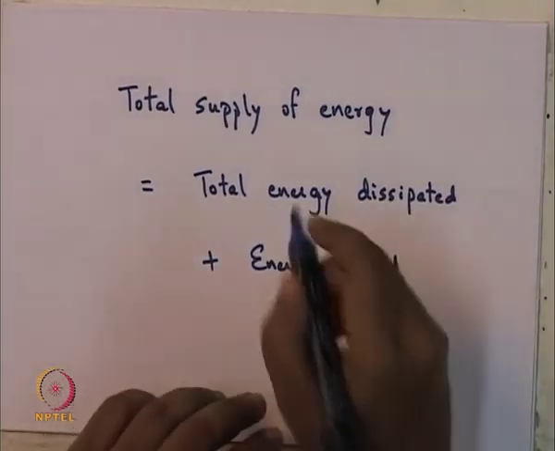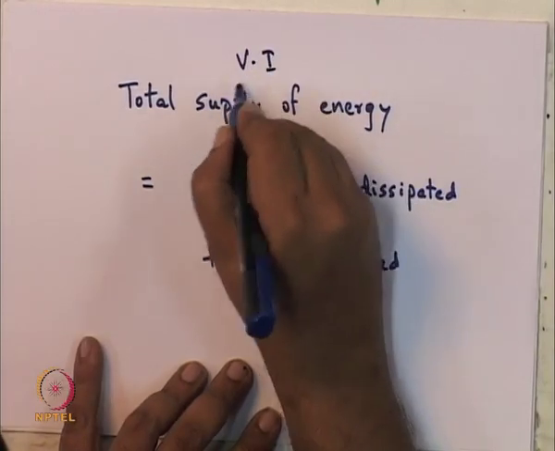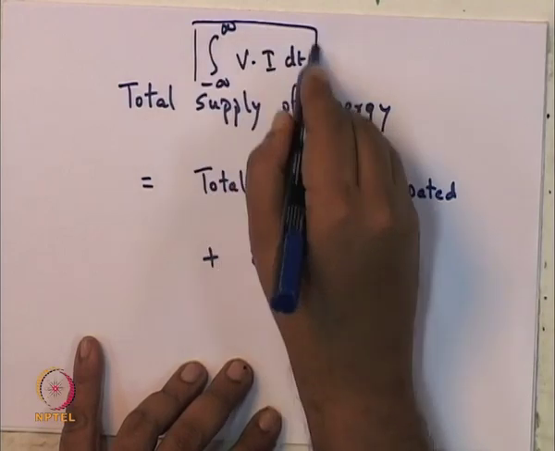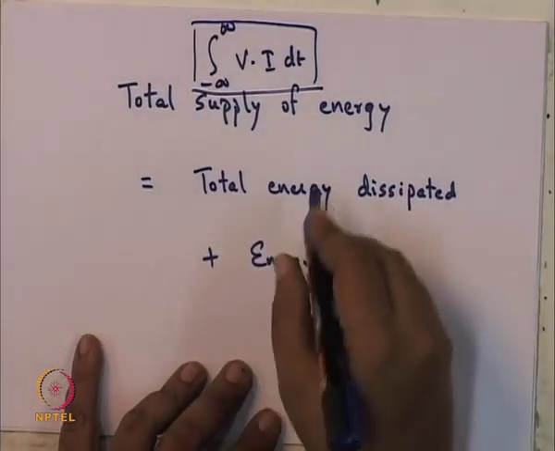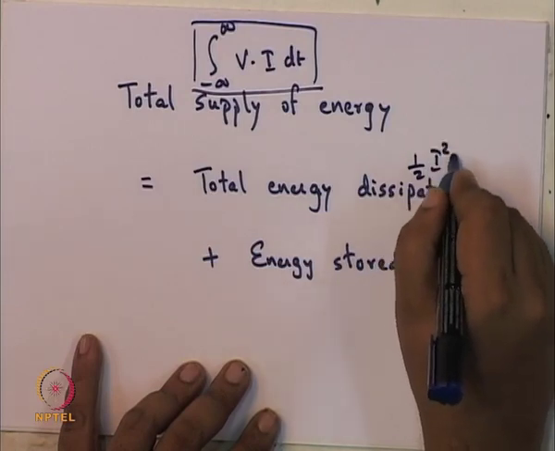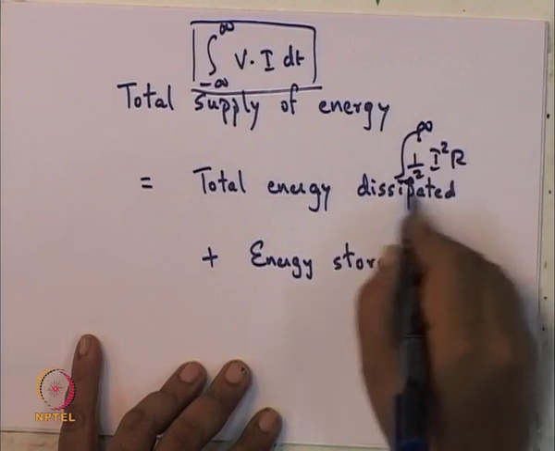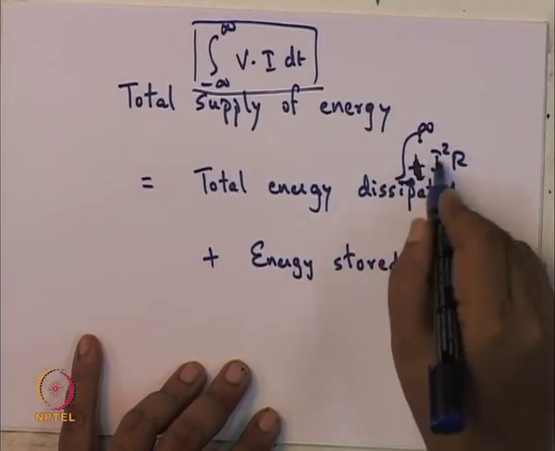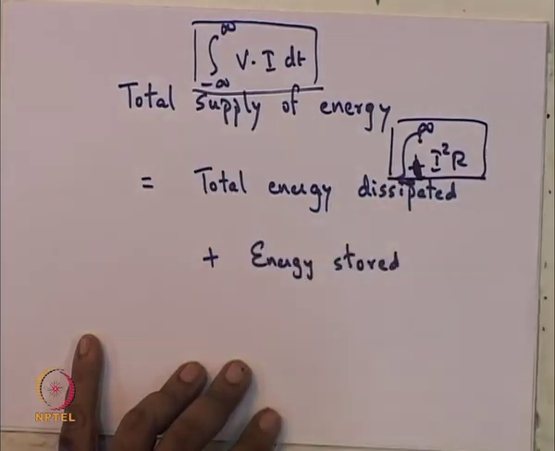All right. So, now the total supply of energy, the expression for this would be V dot I. V dot I is the power, so if you integrate this dt from minus infinity to infinity, this is the mathematical expression for the total supply of energy. The total energy dissipated, well, the power that is dissipated is given by I squared R. So, if you integrate this from minus infinity to infinity, that gives you the total energy that is dissipated.